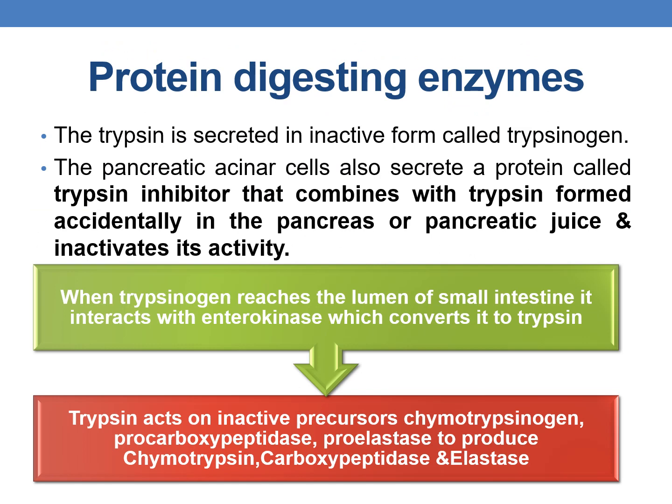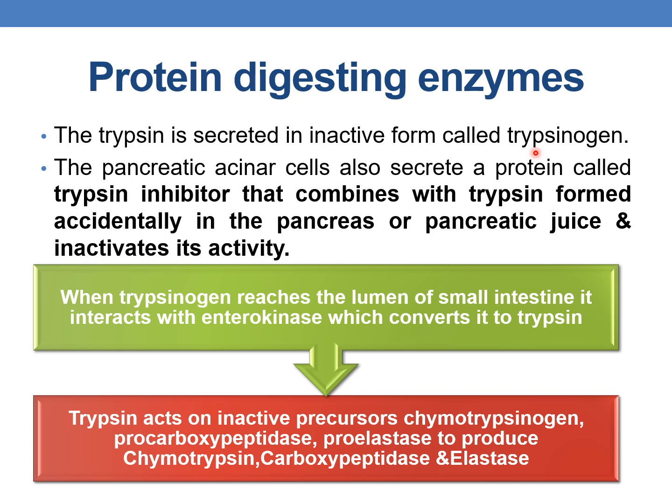Now coming to protein digesting enzymes, the trypsin is secreted in inactive form called trypsinogen. The pancreatic acinar cells also secrete a protein called trypsin inhibitor that combines with trypsin formed accidentally in the pancreas or pancreatic juice and inactivates its activity. And when the trypsinogen reaches the lumen of the small intestine, it interacts with the enterokinase, which converts it into trypsin.